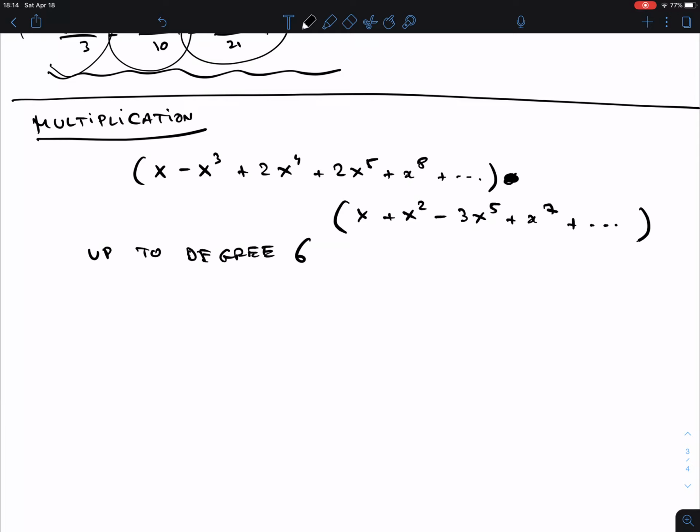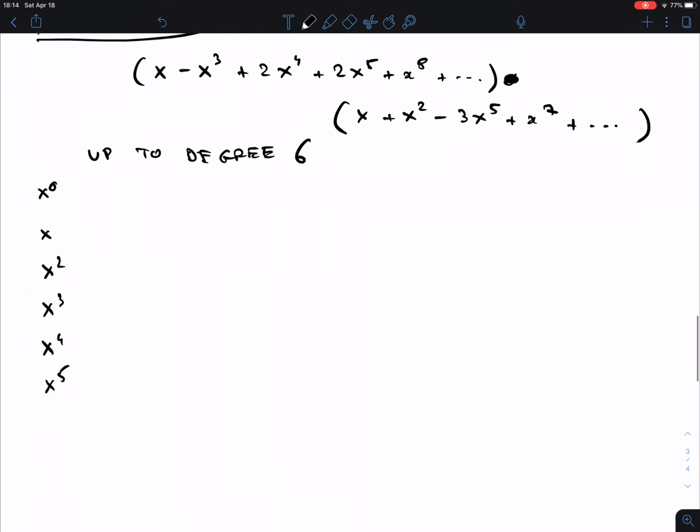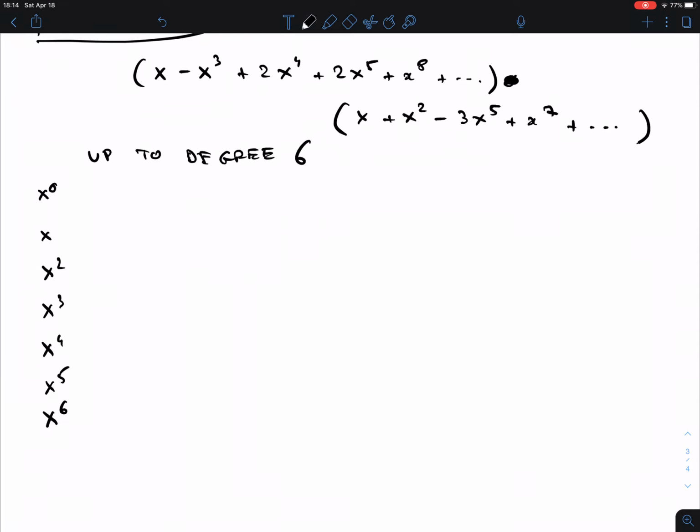And so the way I do this, there are other ways, but the way I do this is I determine what the various coefficients will be of the powers of x. So we have the power of x, so x to the power 0, which is just the constant, x to the power 1, which is just x. Then we have x squared, x cubed, x^4, x to the 5th, and x to the 6th, we said, right? Let's work it out this way.